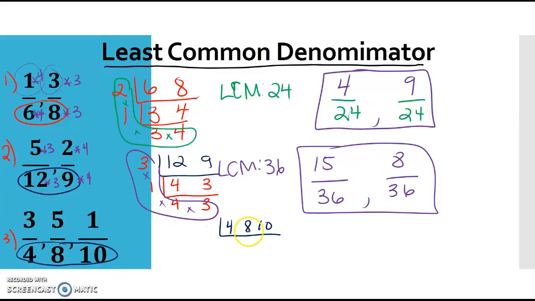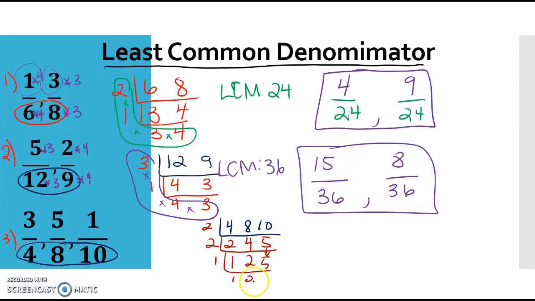Okay, so if you look at 4, 8, and 10, all 3 of those can be divided by 2. So 4 divided by 2 is 2. 8 divided by 2 is, I wrote down the wrong number there. It should be 2. 8 divided by 2 is 4. And then 10 divided by 2 is 5. Now 2 and 4 can be divided by something. 5 cannot. So we're going to drop down our 5. And we're going to divide 2 and 4 by 2. So 2 divided by 2 is 1. 4 divided by 2 is 2.